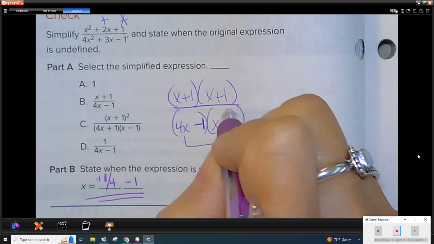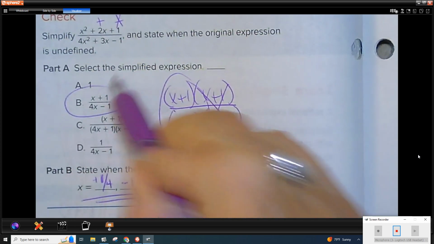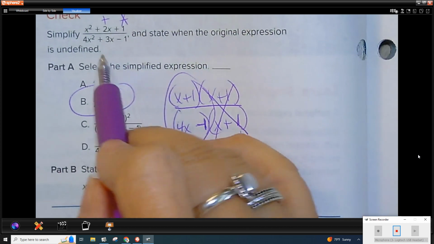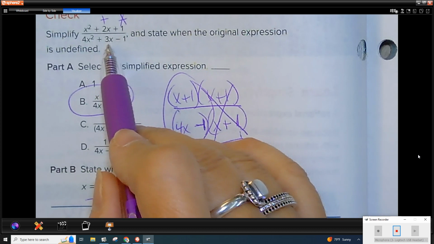Now let's cancel these two, x plus 1, and we're left with that, which is this one right here. You could also factor this by grouping. Remember, you multiply a times c and have to figure out what adds to b.